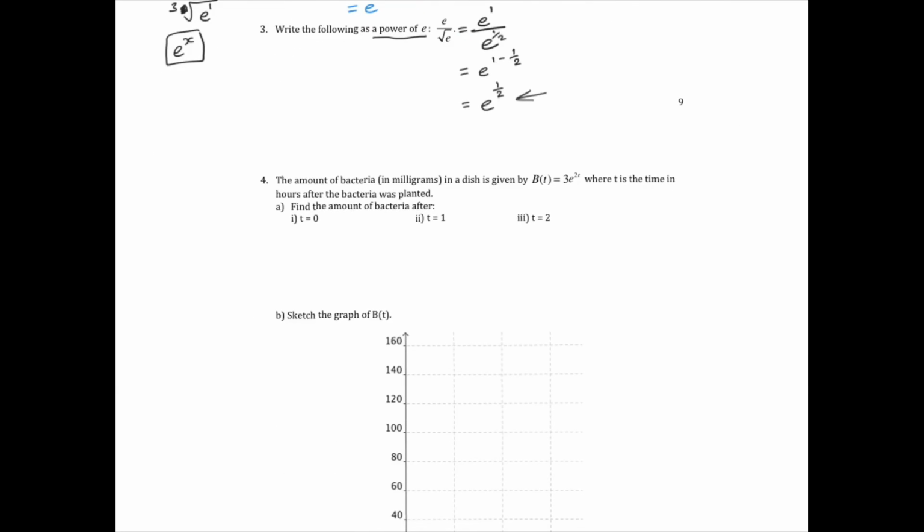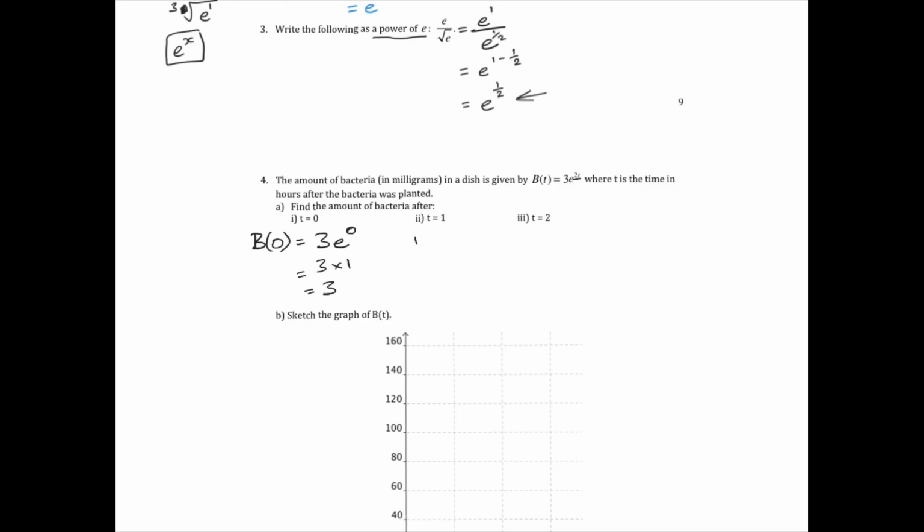Okay, question 4. This is more like a real-life application example. The amount of bacteria in milligrams in a dish is given by B(t) equals 3 times e to the 2t, where t is the time in hours after the bacteria was planted. Find the amount of bacteria at t equals 0, or 0 hours. So B of 0 would equal 3e to the 0, because 2 times 0, this power here, is just 0. And e to the 0, anything to the power of 0 is 1. So 3 times 1 is 3.